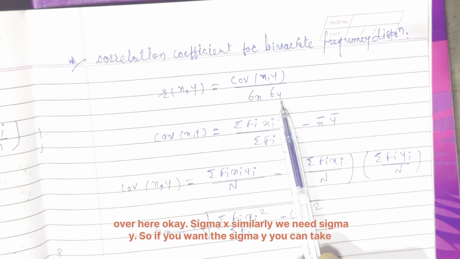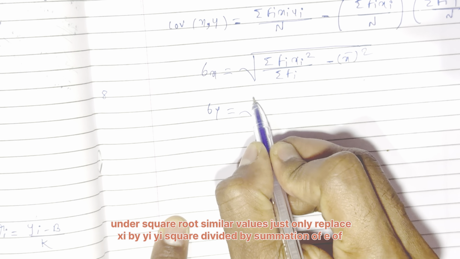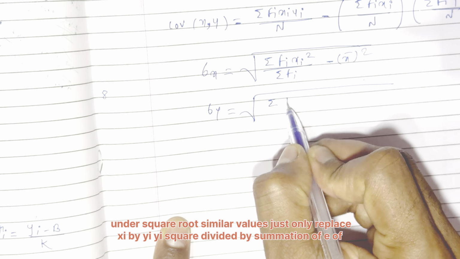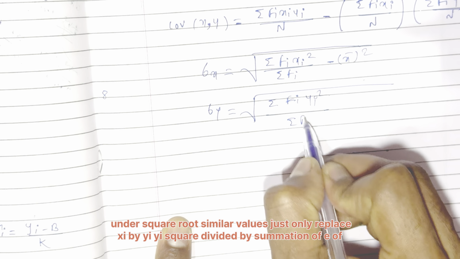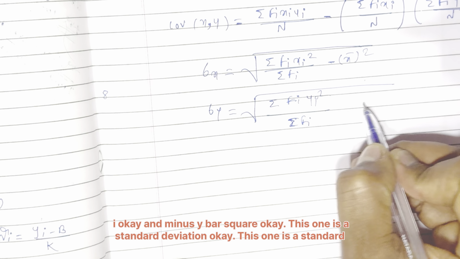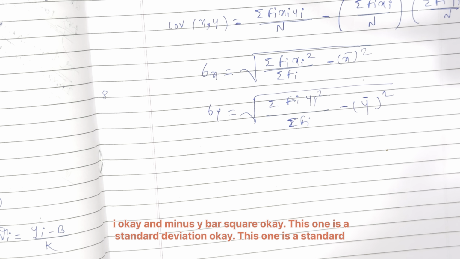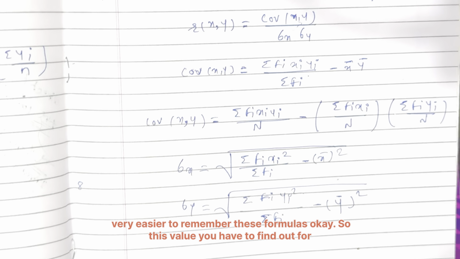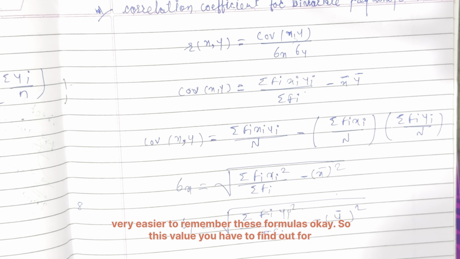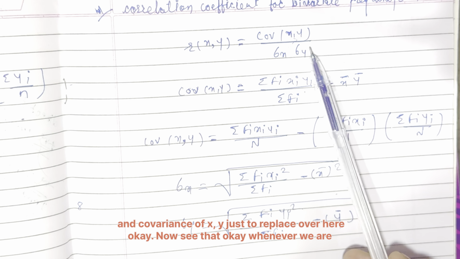Sigma x. Similarly we need sigma y. So if you want the sigma y, you can take under square root similar values, just replace xi by yi. Summation of fi yi square divided by summation of fi, and minus y bar square. This one is the standard deviation with respect to x and with respect to y over here. Not difficult, guys. It's very easy to remember these formulas. So this value you have to find out and replace it over here for the covariance of xy.